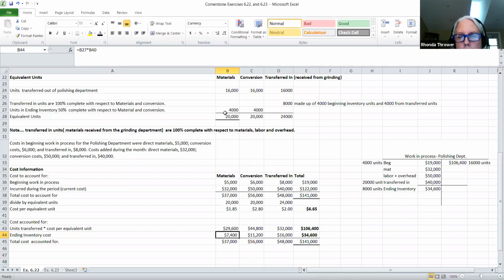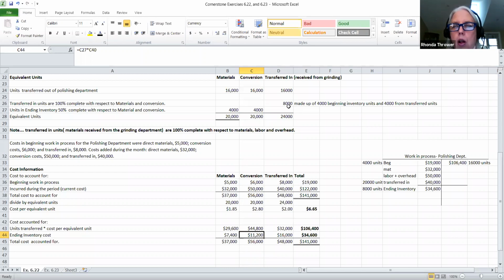So again, 4,000 times $1.85 gives you $7,400. For your conversion, 4,000 were your ending inventory conversion units times your conversion cost per unit of $2.80. That will give you the total conversion cost for ending inventory at $11,200. Then we're going to take the $8,000.